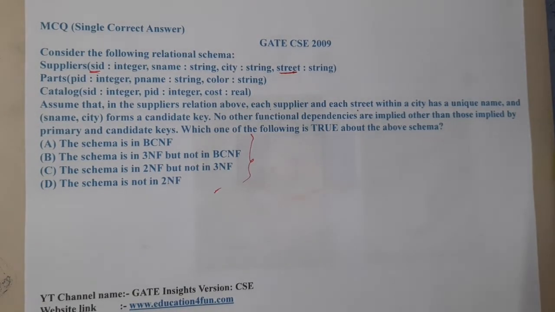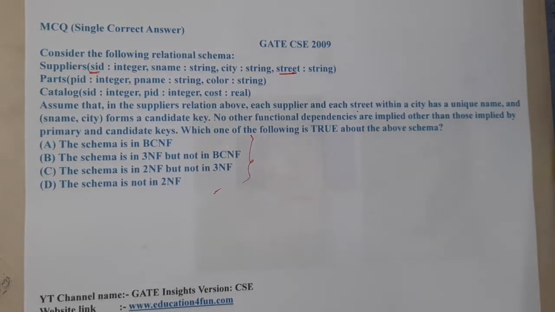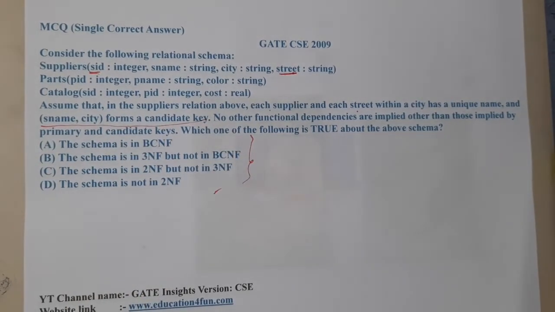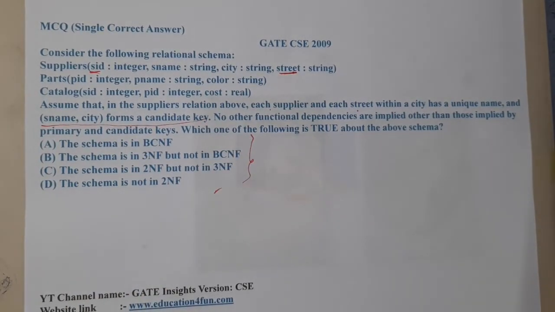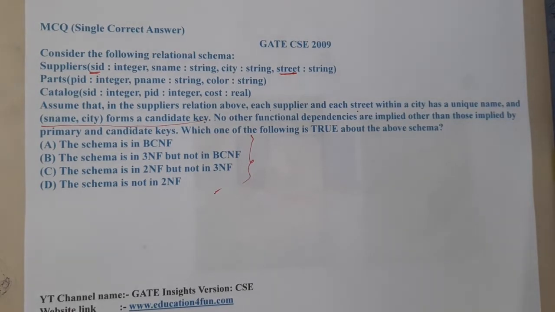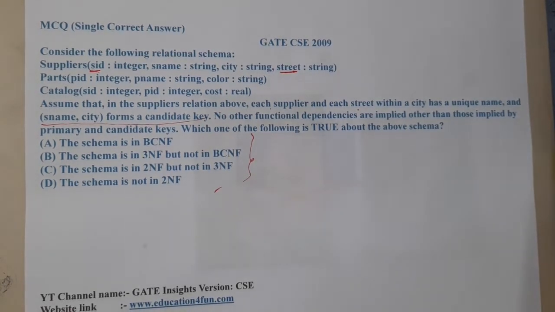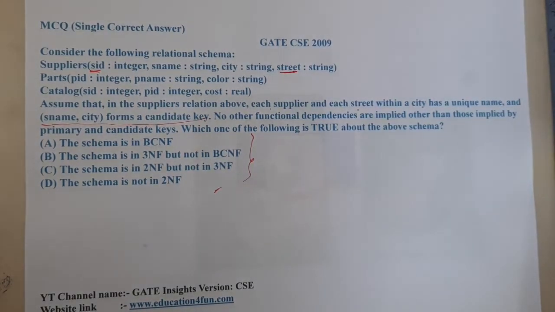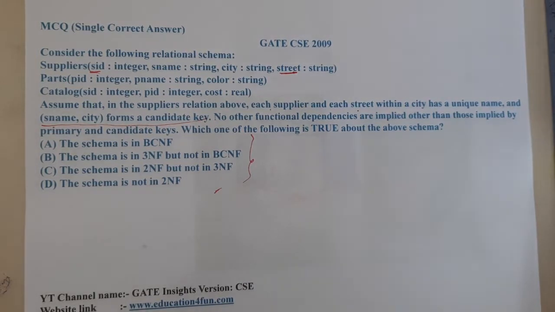And yes, name comma city are candidate keys. Okay, so they are saying name and city are the candidate key. Let me underline it, candidate key. So no other functional dependencies are implied other than those implied by the primary key and candidate key. So which one of the following is true always about this schema? Okay, so I think they gave some kind of hints here, right?